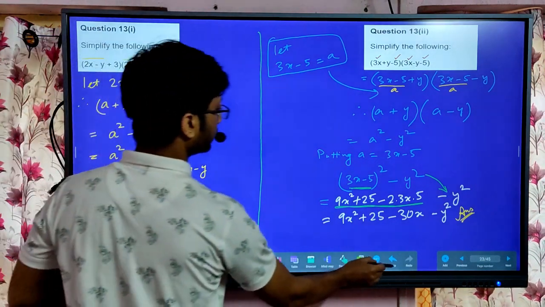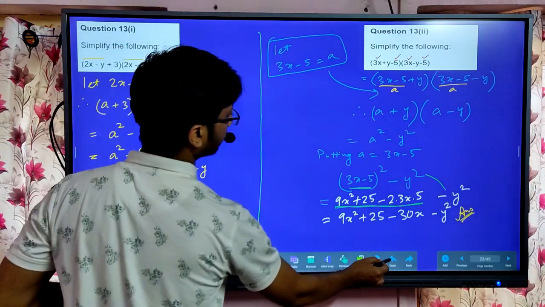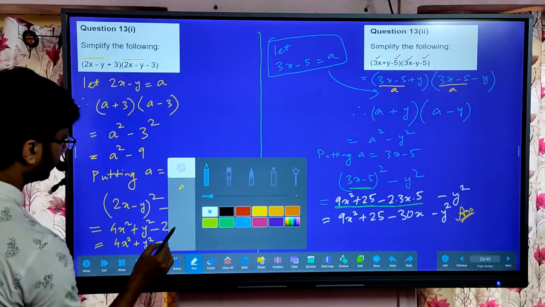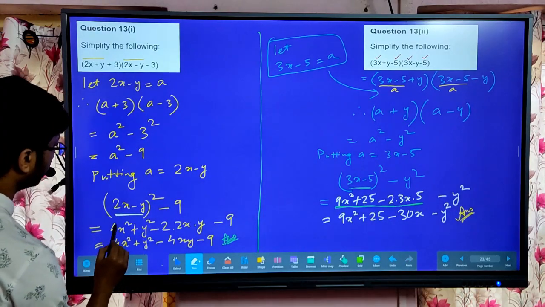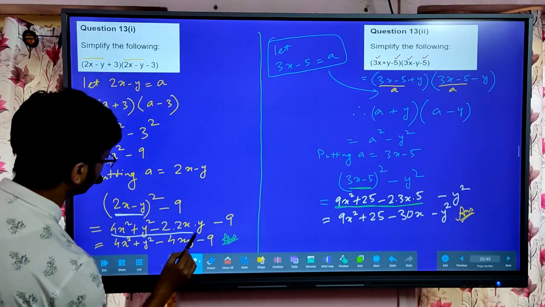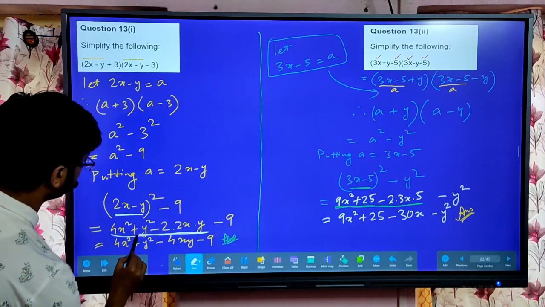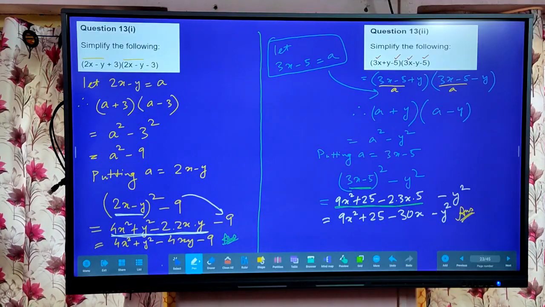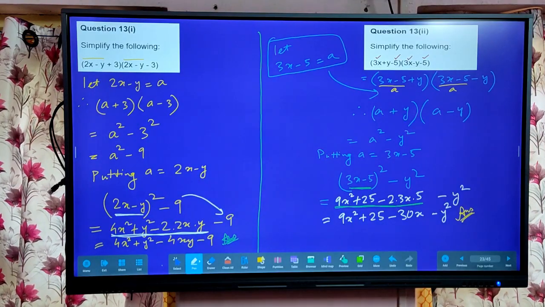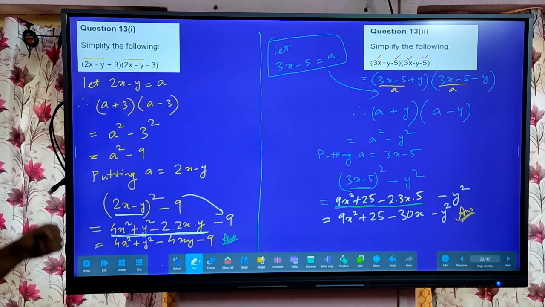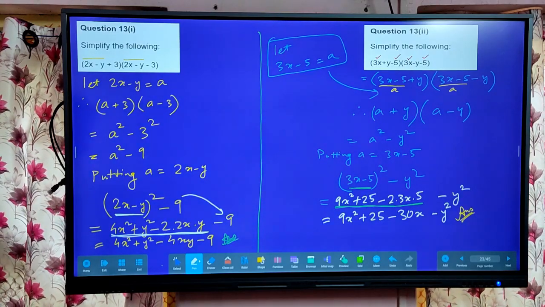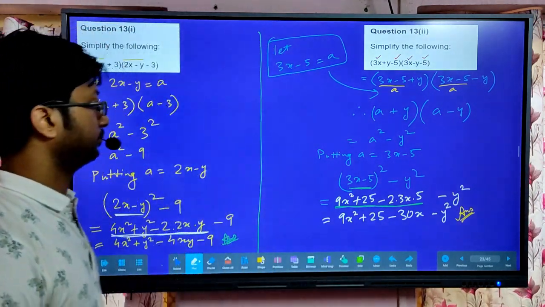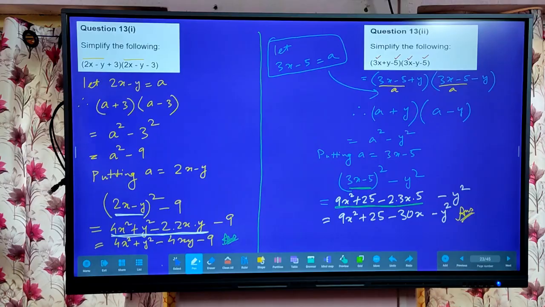Understood? So in the same way, you see, this is a minus b whole square, and this is the expansion of a minus b whole square. And 9 is here. Okay, understood? A square plus b square minus 2ab. Okay. So I will move on to the next question.